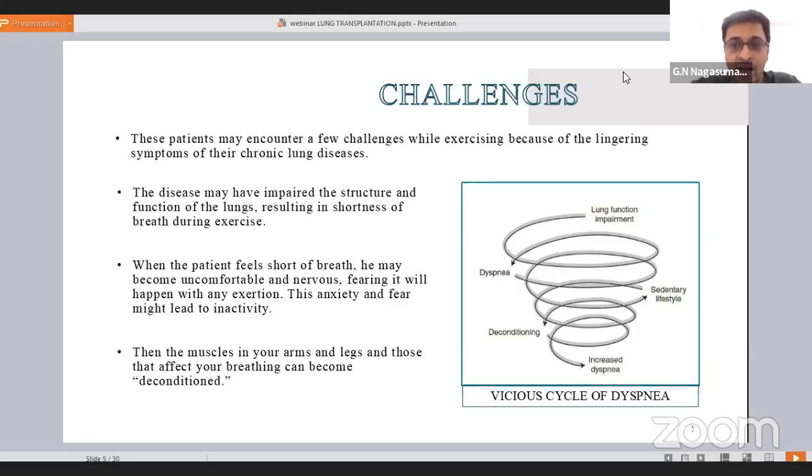With this, the patient tends to decondition a lot. When the patient tends to walk, he feels dyspnea. When the dyspnea comes, the patient immediately gets a fear and enters into anxiety. When this cycle continues, again the patient will be bound to bed or bound to a chair. This vicious cycle keeps on continuing.